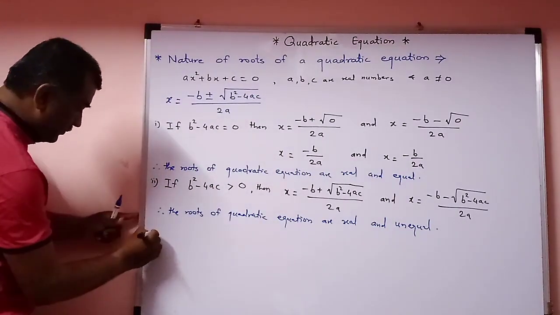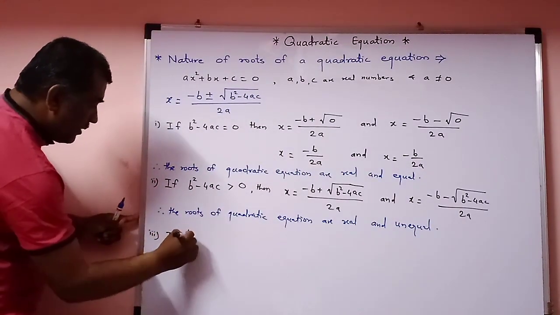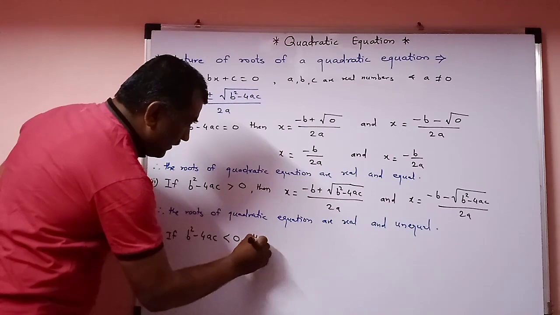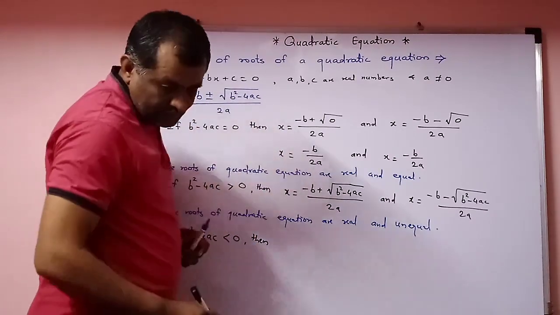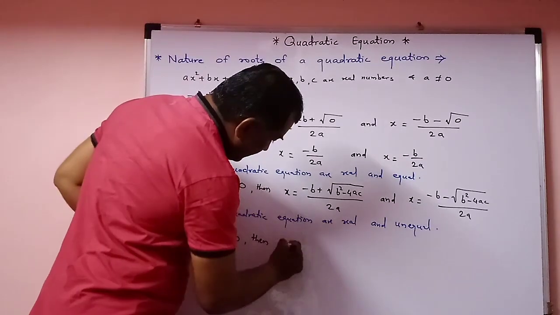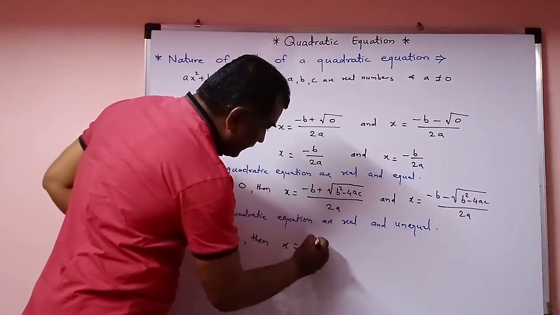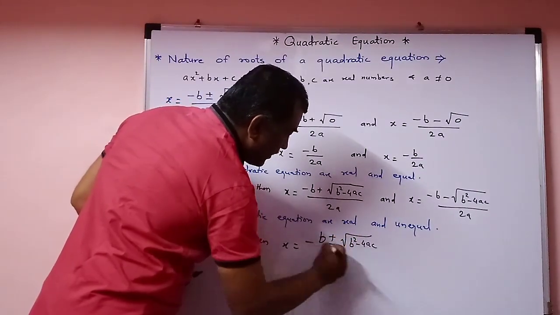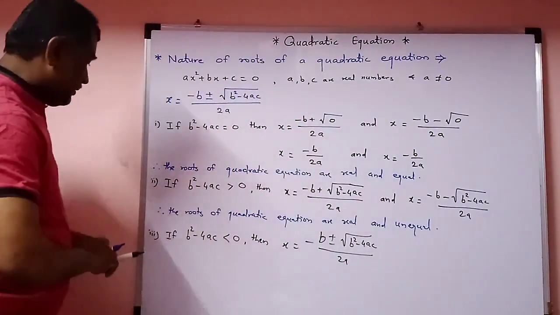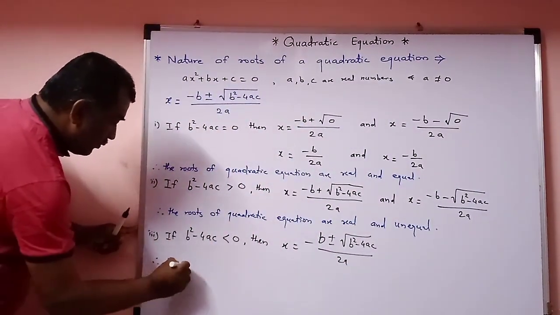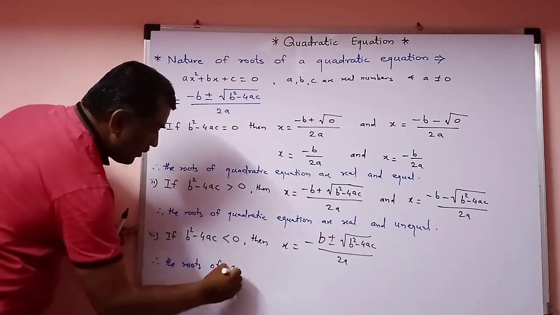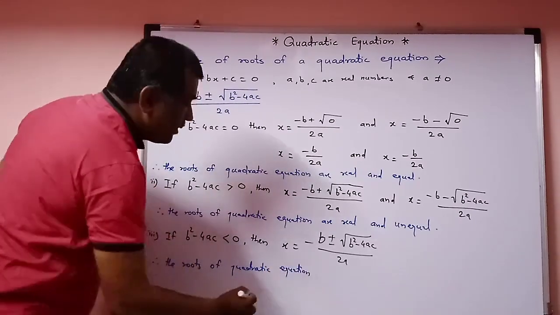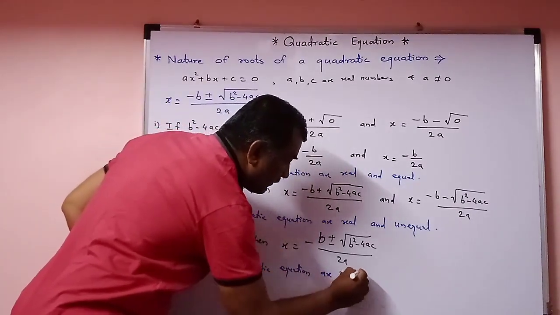Third condition, if b square minus 4ac is smaller than 0, then x is equal to minus b plus or minus square root of b square minus 4ac upon 2a. Therefore, the roots of quadratic equation are not real.